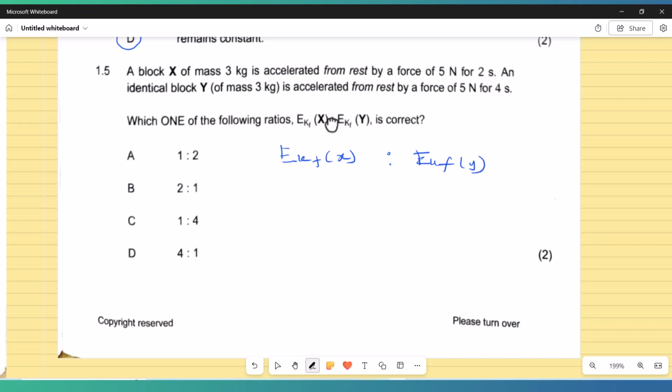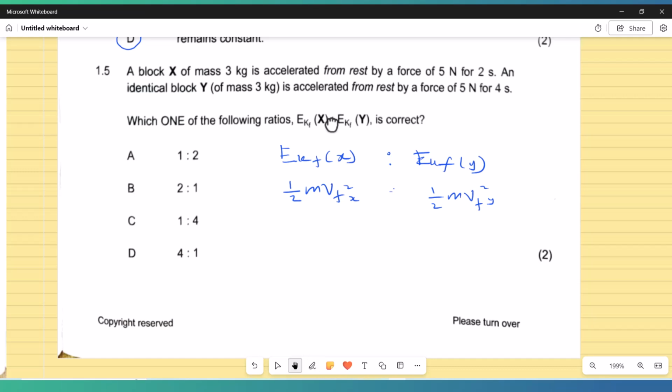So how do you find EK final? It's given by a half m V final squared. For X, I have half m V final squared, and this is for Y. Now here they gave us the mass. Mass is the same. The force is the same. The difference is in the time.